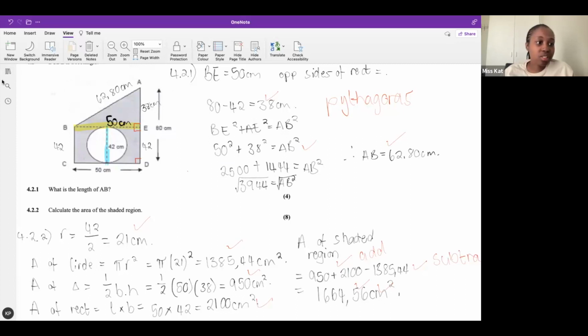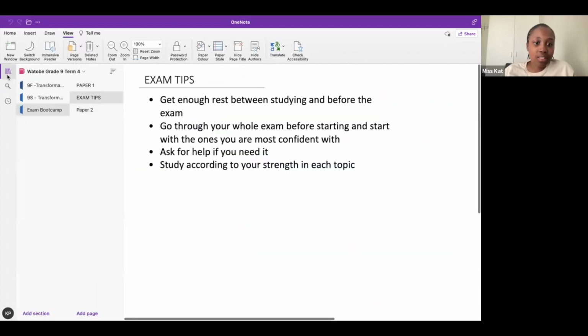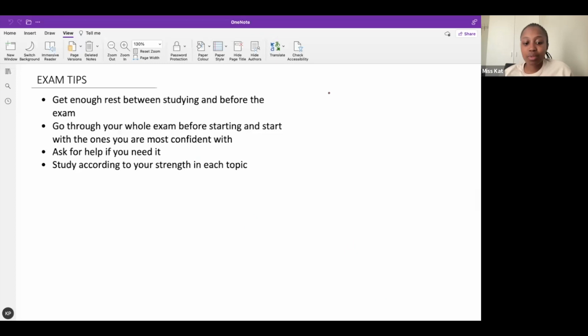Okay, guys, let me go through the tips quickly. First thing is you must have enough rest between studying and writing. Guys, you cannot study 24 hours every day. You need some rest. And then before you start writing your exam, go through the whole paper. Some people get reading time, I know, but some don't. But it is in your own best interest to go through the whole paper before you start writing, so that you can see the ones that you know and the ones that you feel confident about.